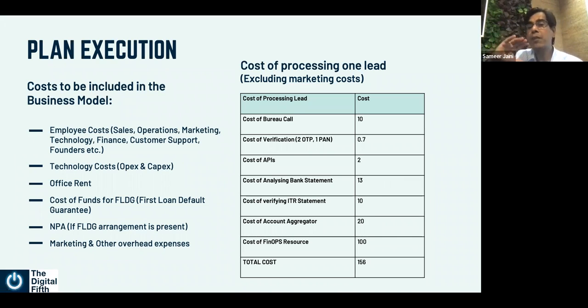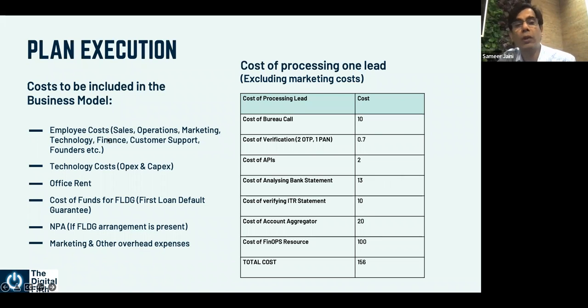So we need to ensure that we throw out a lead as early as possible if we can't lend it. Otherwise, the cost of doing lending will increase. It can be before KYC, after KYC, before bureau, after bureau. We need to figure out what checks and balances we can put in place so that we don't increase the cost of lending or the cost of the lead for us.